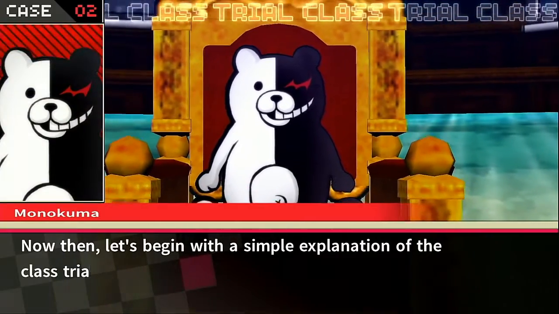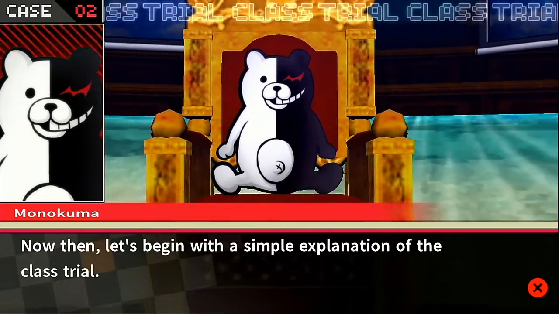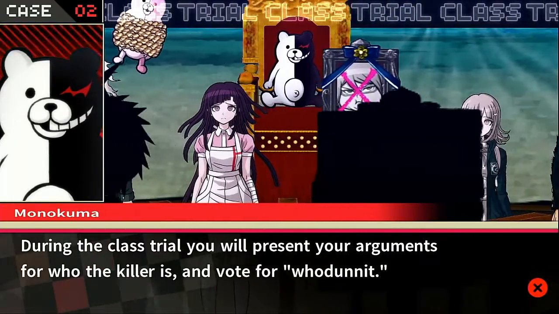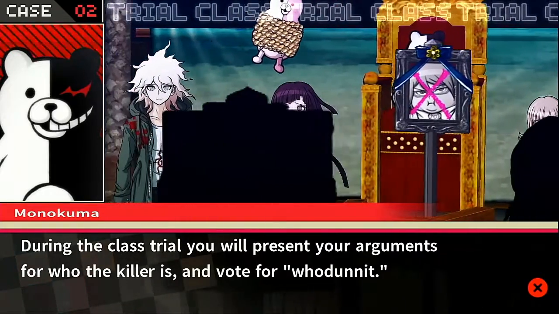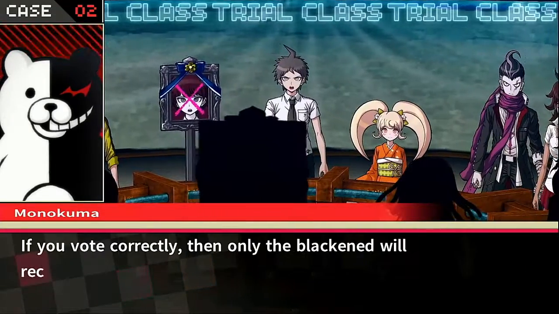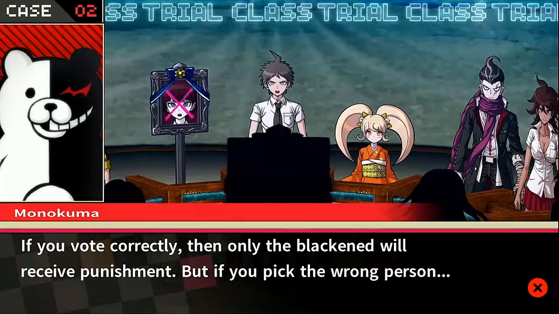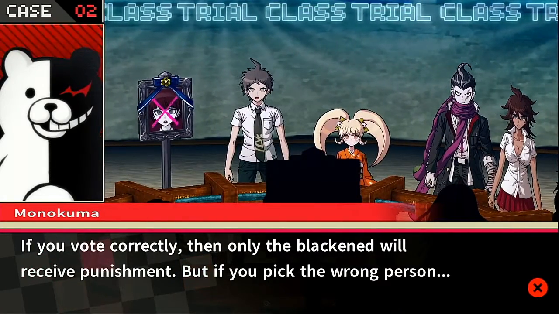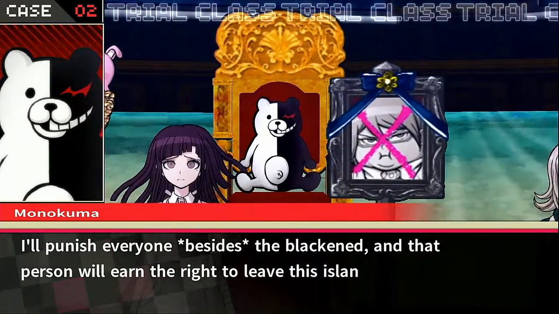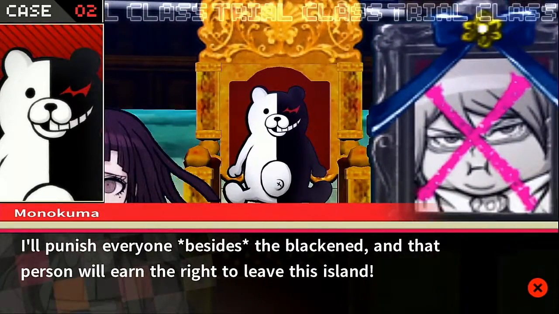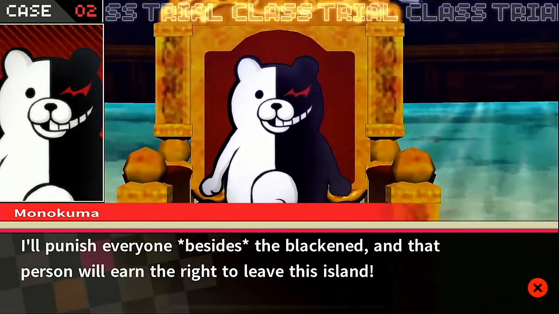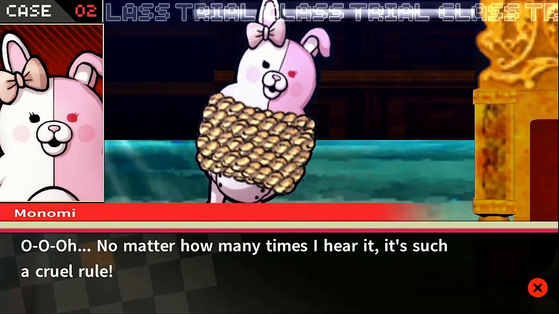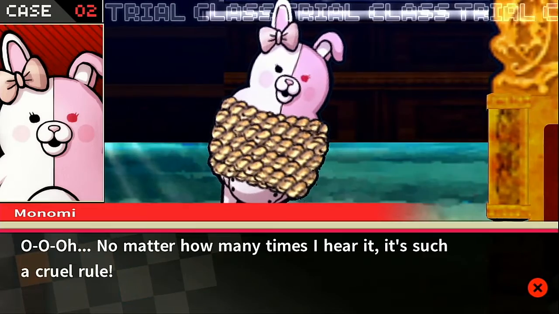Now then, let's begin with a simple explanation of the class trial. During the class trial, you will present your arguments for who the killer is. If you vote correctly, then only the blackened will receive punishment. But if you pick the wrong person, I'll punish everyone besides the blackened, and that person will earn the right to leave this island. Oh, no matter how many times I hear it, it's such a cruel rule.